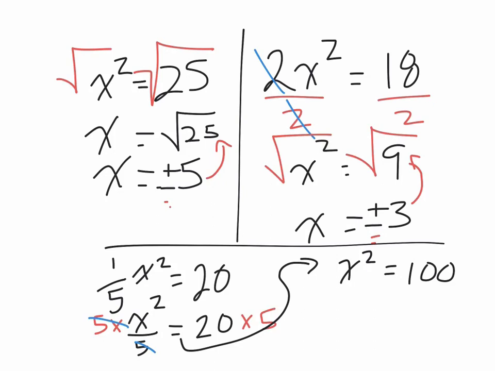I'm now going to take the root of both sides, and then I get x equals 10, but not just any 10, it's positive or negative 10. Well, I hope that's making sense.